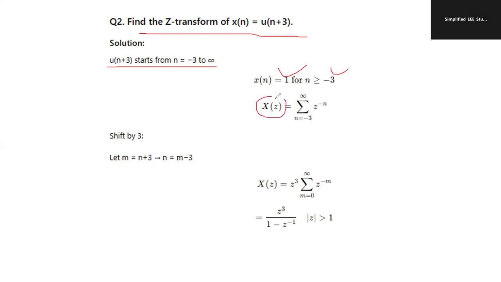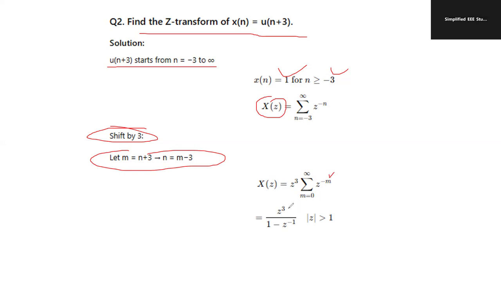Therefore, X of z can be computed using the sum from n equal to minus 3 to infinity of z to the power minus n. So apply the shifting. Therefore, m can be written as n plus 3. Therefore, n is equal to m minus 3 from the linear equation. Therefore, X of z can be written as z to the power 3, sum from m equal to 0 to infinity of z to the power minus m.